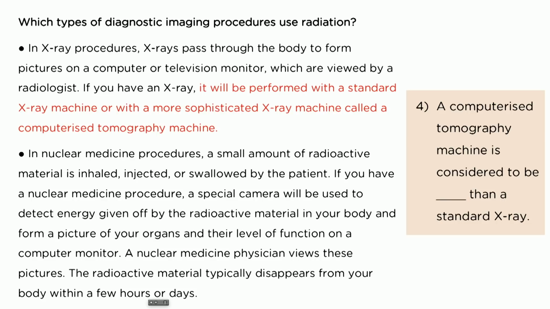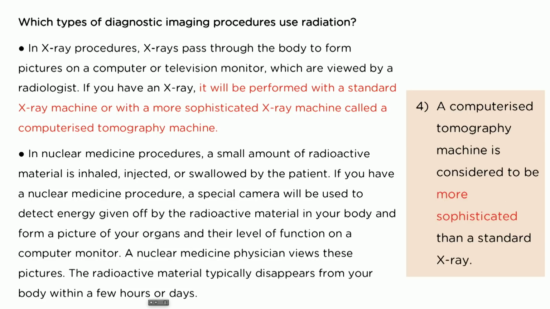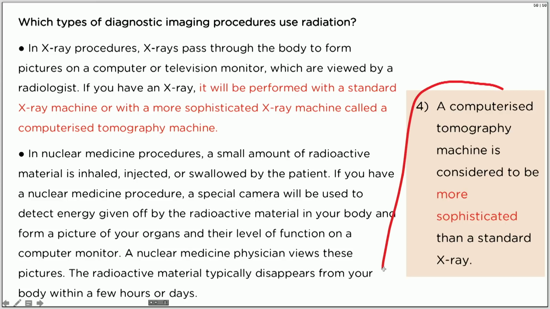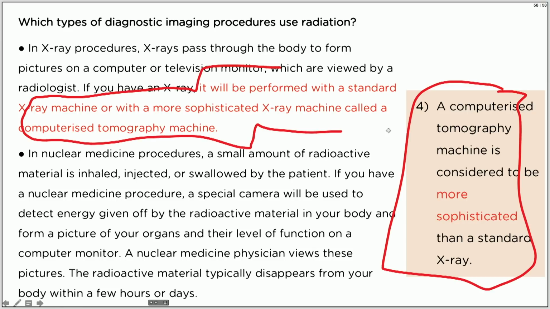If you remember back to your English grammar classes, something like bigger than, stronger than, faster than, or more something than. So it's a comparative adjective. Not that that will really help you, but maybe you got the word more sophisticated than a standard X-ray. See, what is happening here, and this is what happens in reading part A, is this is a paraphrase of this. So basically these two say the same thing, but in different words.